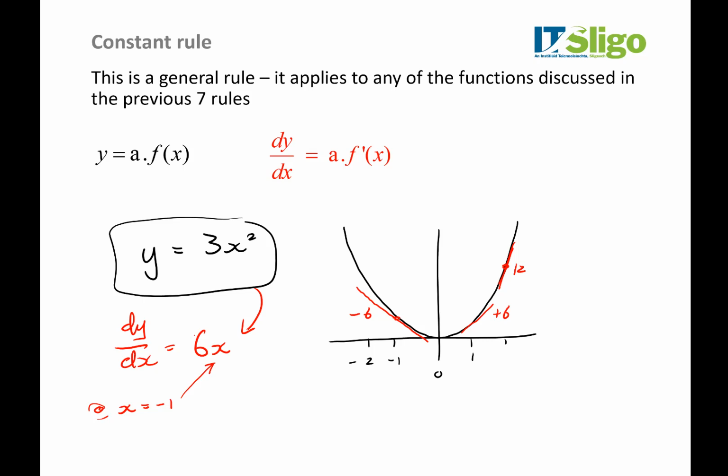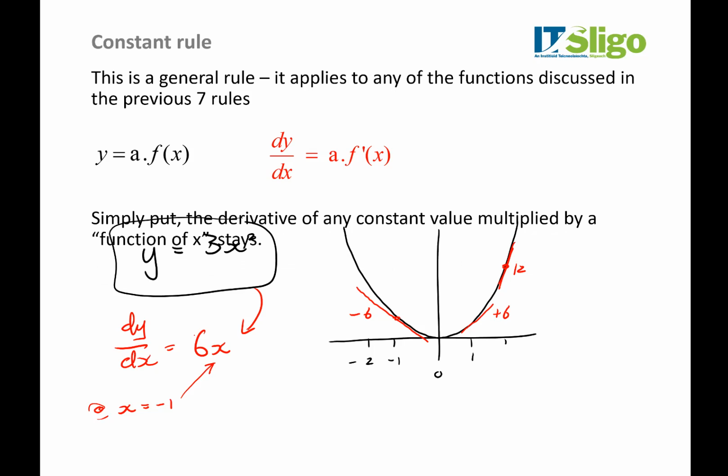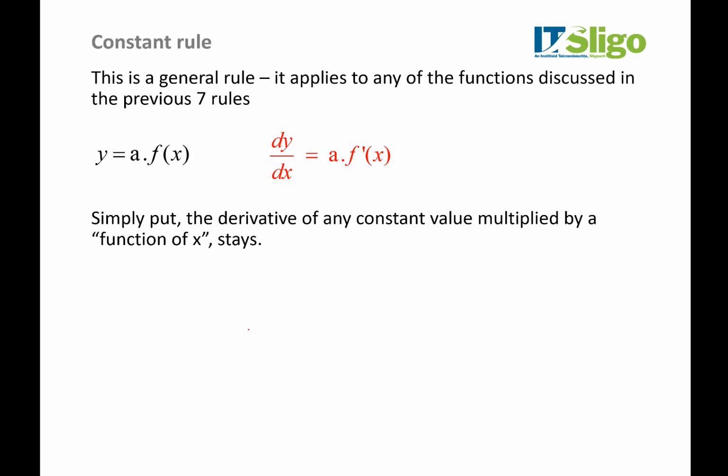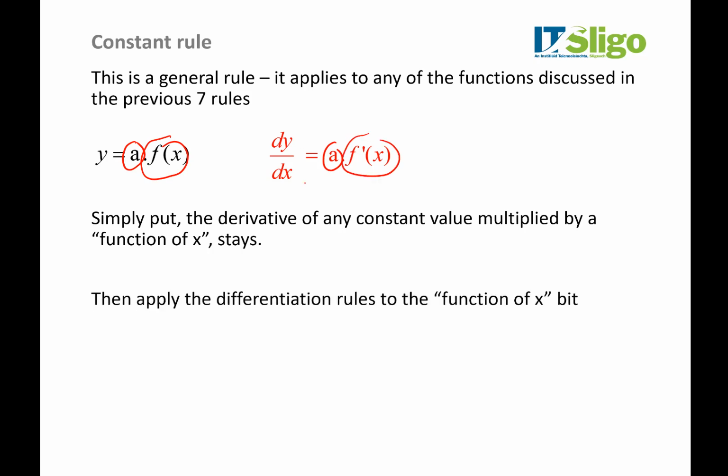We take a look at the last rule then, guys. So simply put, the derivative of any constant value multiplied by a function: the constant stays. I spent a bit of time trying to word that, and it still looks a bit verbose. The constant stays, and then you differentiate the function in x bit.